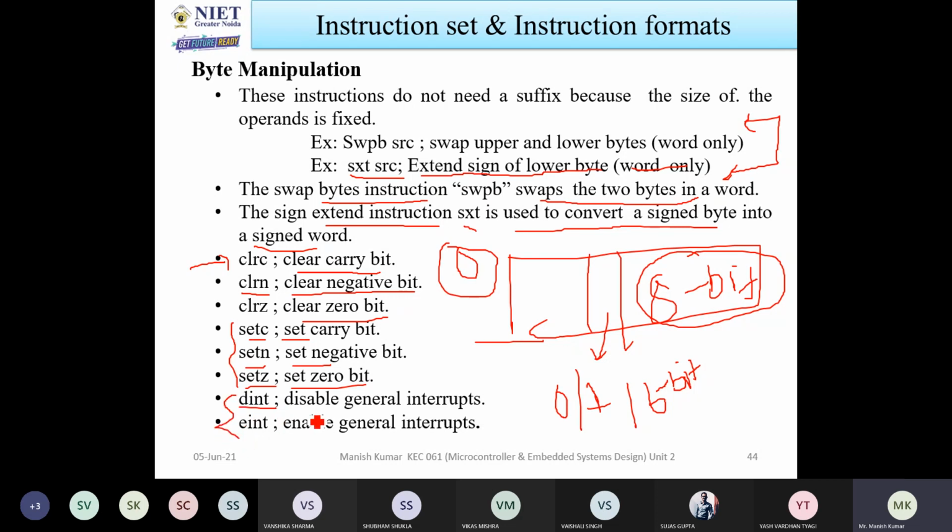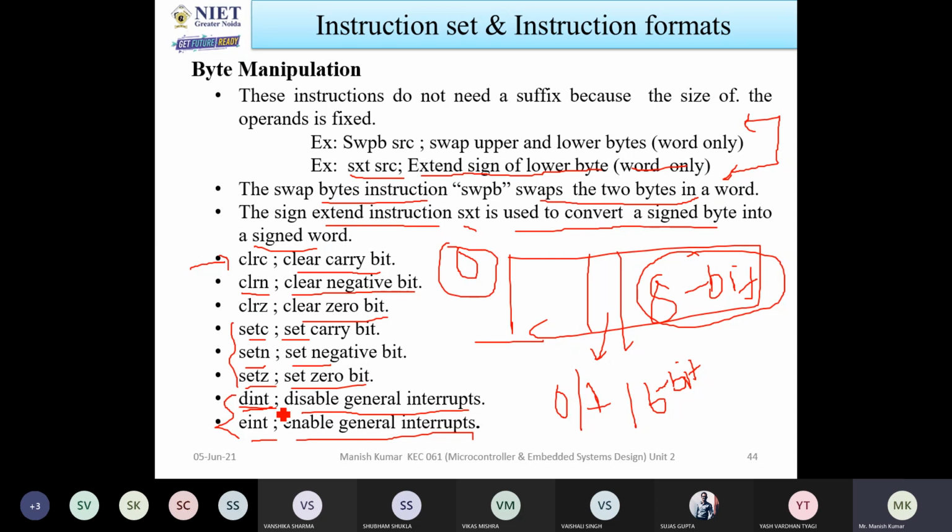That is called DINT. It means disable general interrupt. EINT, enable general interrupt. For enabling the interrupts, you have to write the instruction. Without the instruction, the controller will not understand. Let us say you are disabling, you have written in the program DINT.